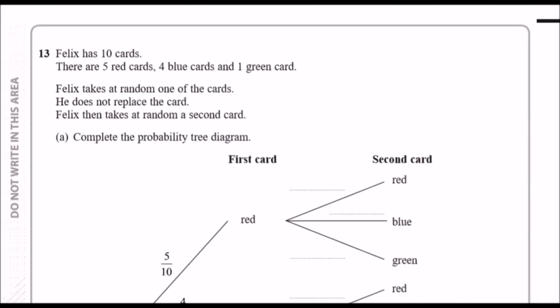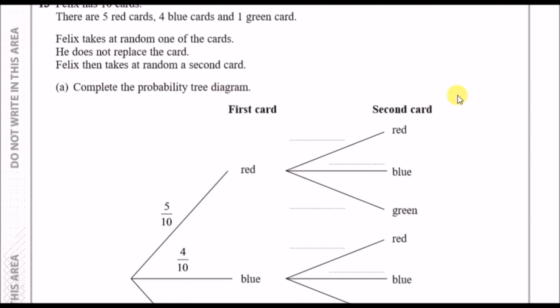Okay, number 13. Felix has 10 cards. There are 5 reds, 4 blues, and 1 green card. Now, Felix takes at random one of the cards, and he does not replace the card. So this means one of the cards is removed. Felix then takes at random a second card. Complete a probability tree down below.